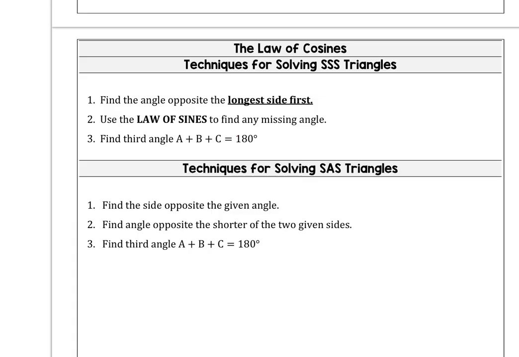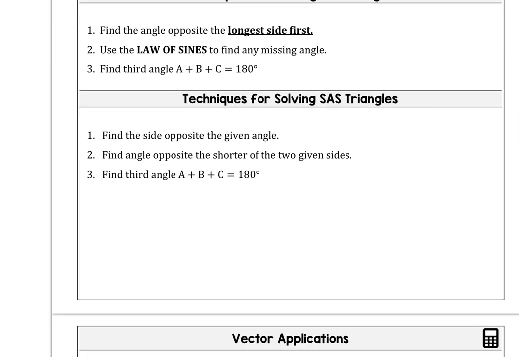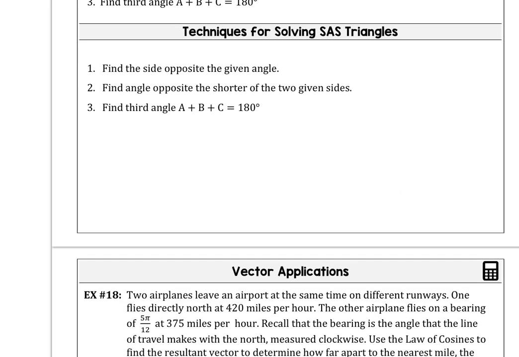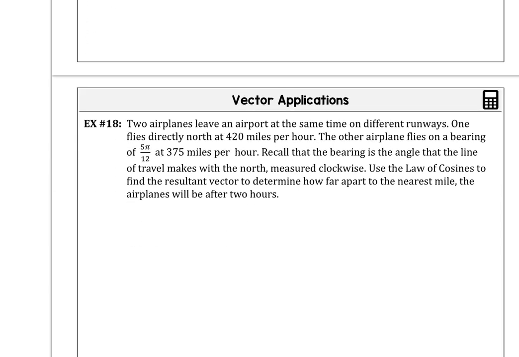So let's give that a try here. We want to find the side. Let's see, it's a vector application. And then these are the steps for using a side angle side triangle. We'll come back to that in a minute. I believe we have 2 or 3 examples to try those with.